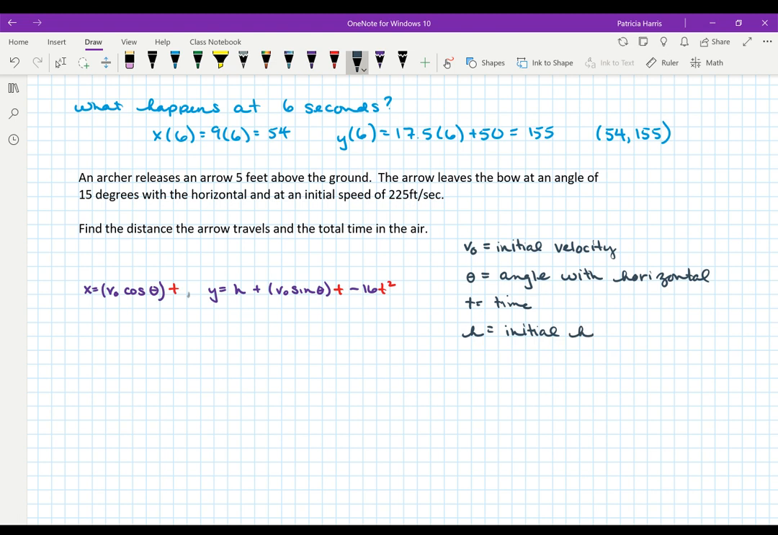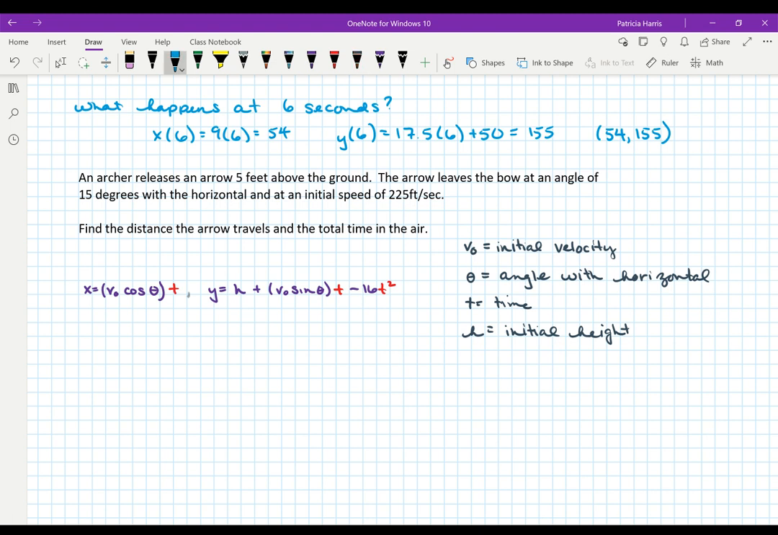So that's, our archer is probably around 5'6", 5 foot something, because they're extending their arm and they're shooting an arrow. The arrow flies off the bow at 5 feet off the ground. Okay, so let's set this up.